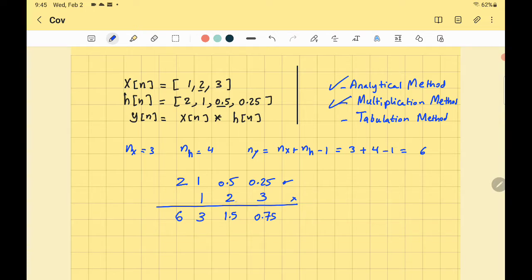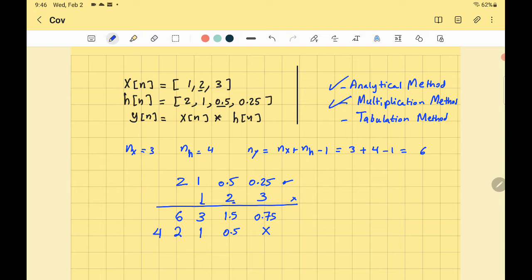And then we take the second element, 2, and multiply 2 by 0.25, which is equal to 0.5. But before you do that, make x under the first element and start from the second place. So 2 times 0.5 is equal to 1, 2 times 1 is 2, 2 times 2 is 4.